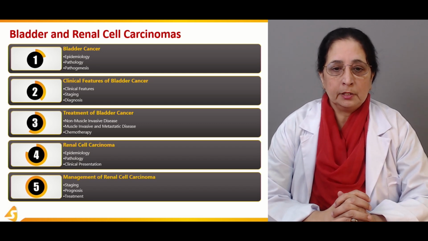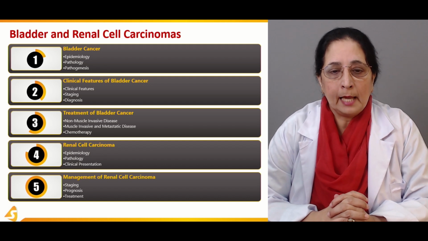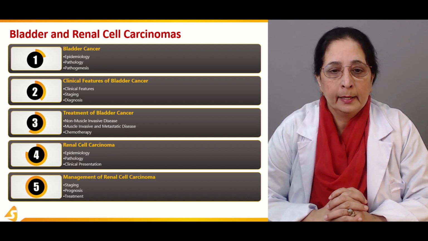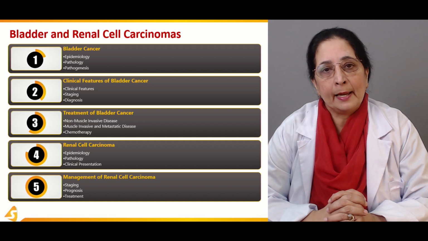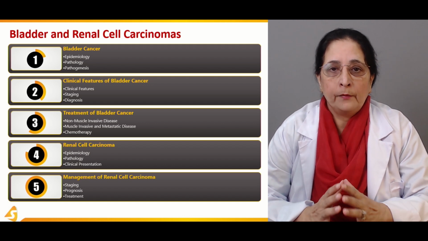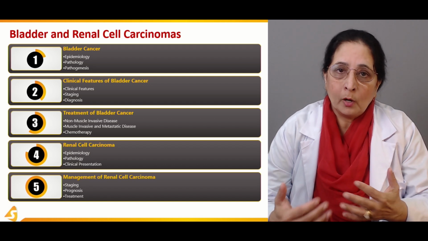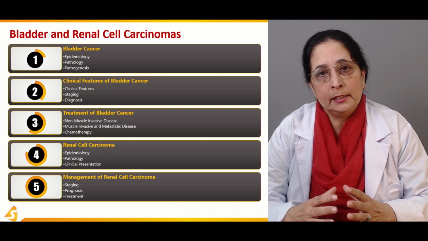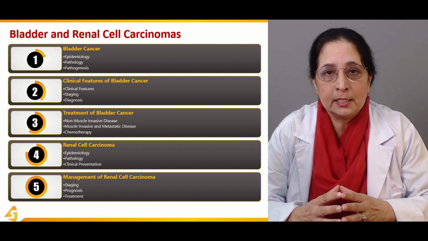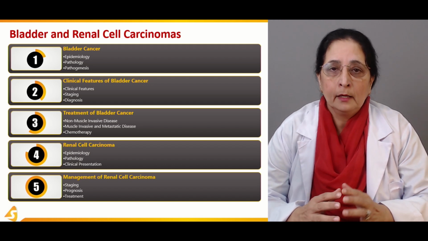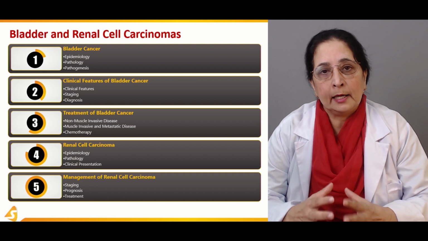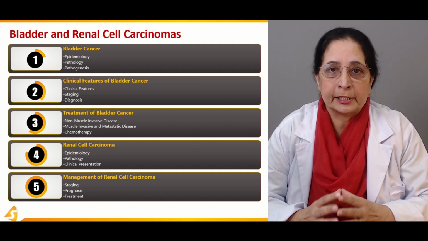In the first section we will talk about the epidemiology, pathology and pathogenesis of the bladder cancer. So how common bladder cancer is, what are the different abnormal changes in the bladder cancer and how it progresses, all that will be discussed in our first section.